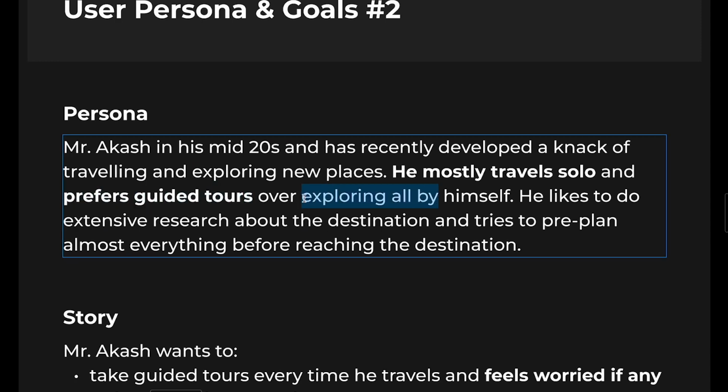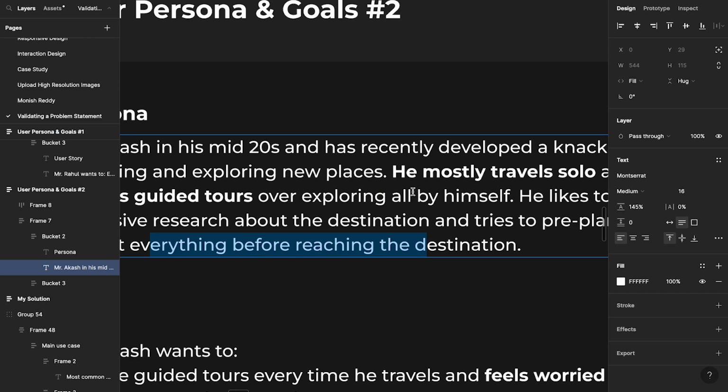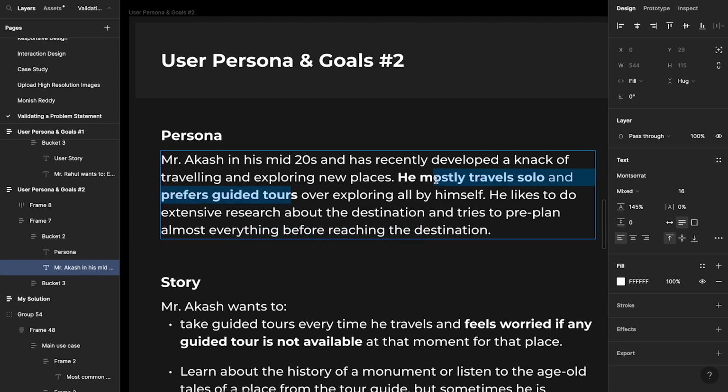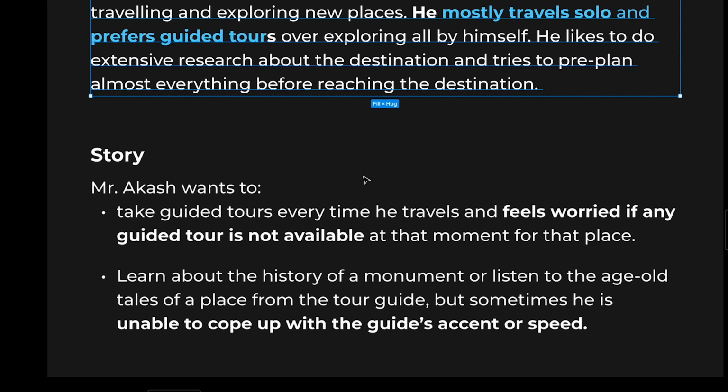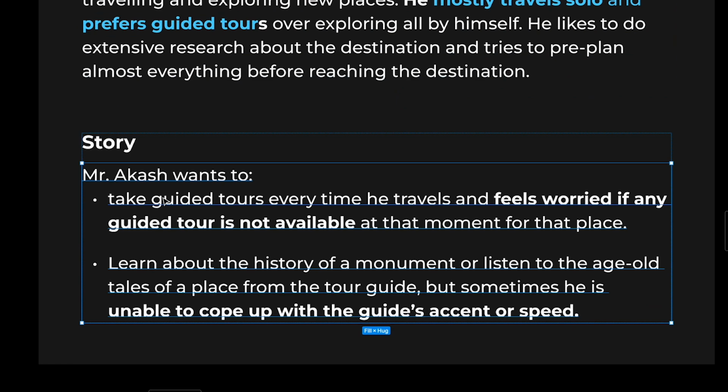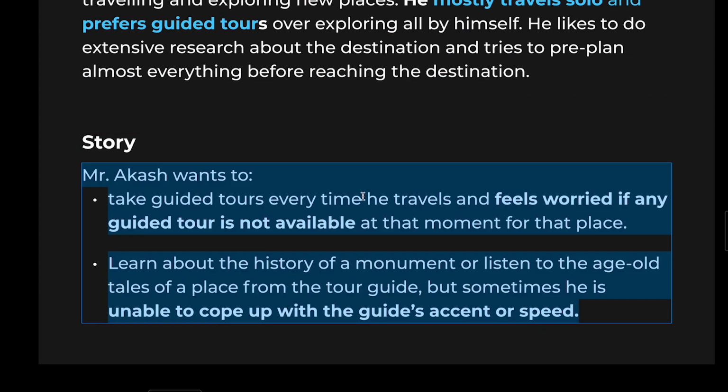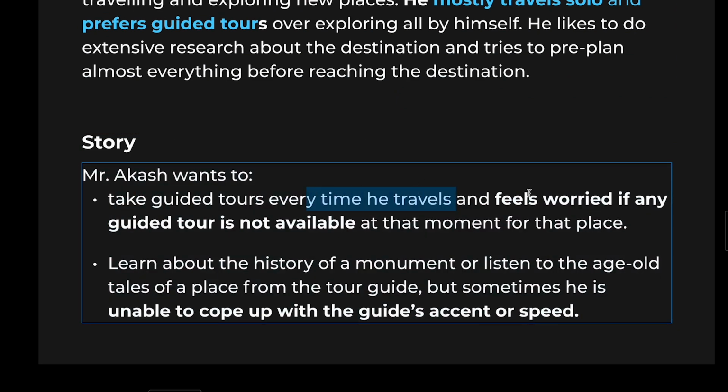So he prefers guided tours. He likes to do extensive research and tries to pre-plan and all of that stuff, which is fine, right? Because the most important things are he mostly likes to do solo travel and he prefers guided tours, right? Those are like the most common things. Now, coming back again to the user story. Mr. Akash wants to take guided tours every time he travels, and feels worried if any guided tour is not available at that moment for that place.